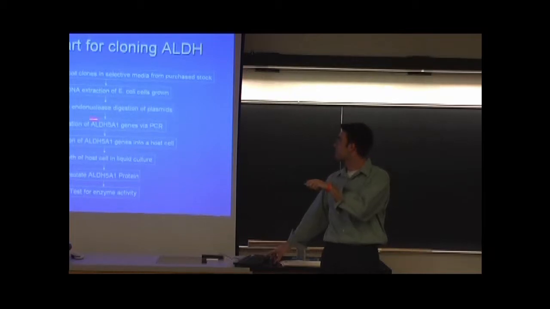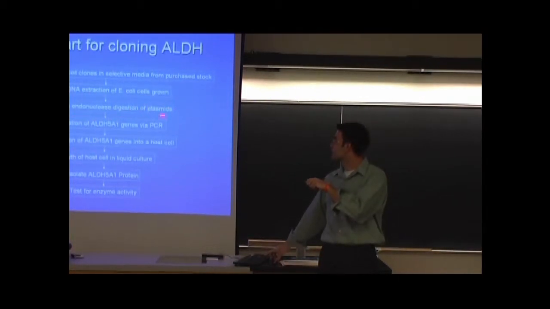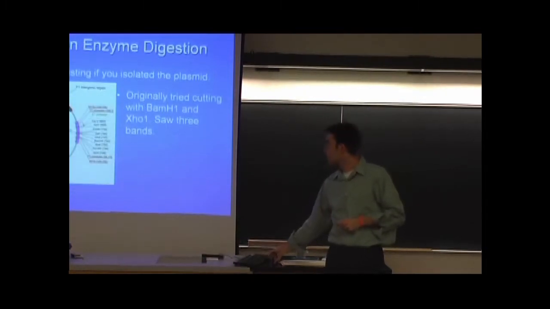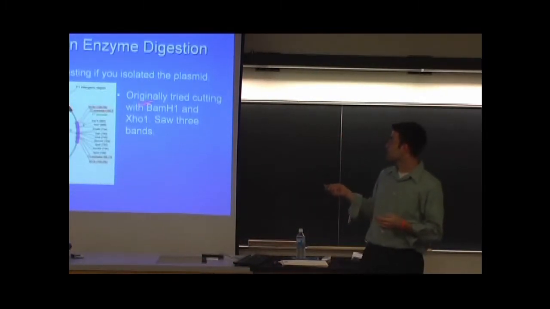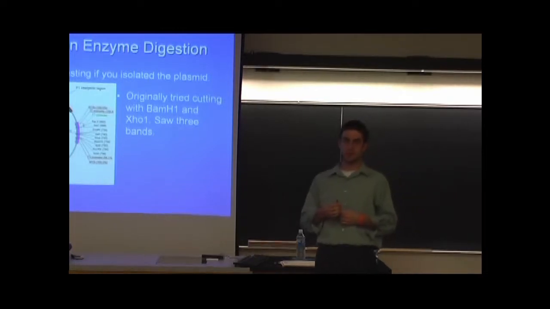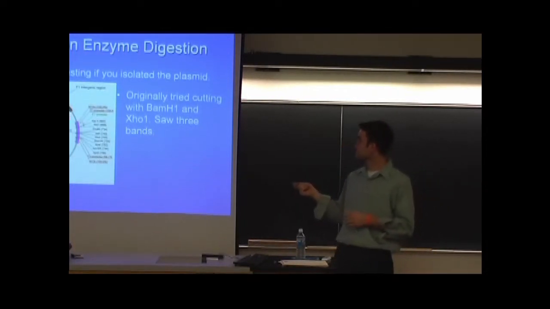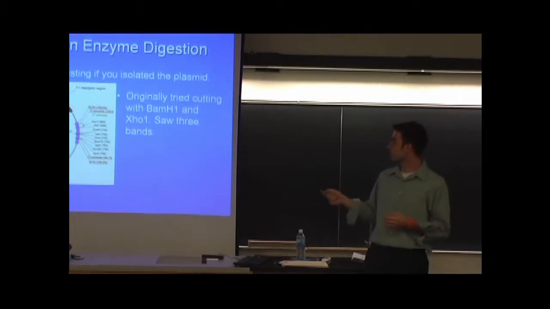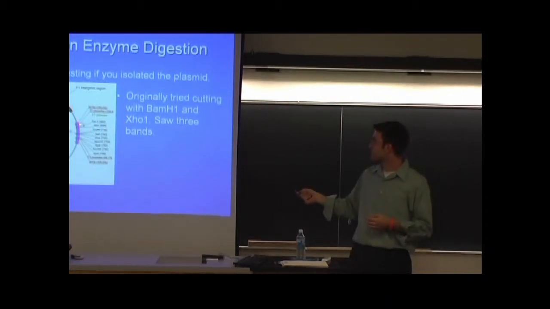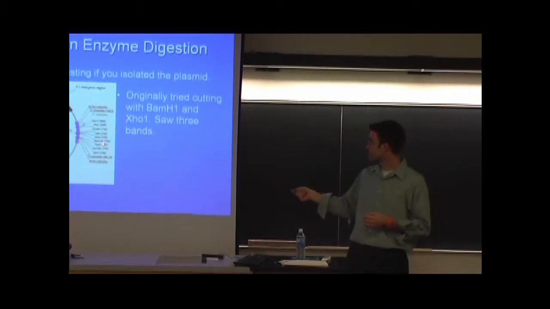Basically, the next step to test if you have that plasmid extracted is to do a restriction endonuclease digestion. And that's a good way of testing if you isolated the plasmid. It's also a good way of getting your gene of interest out as well. So we originally tried cutting with BamHI and XhoI, which are restriction enzymes. And what they'll do is cut your DNA at these specific sites. You can see BamHI here and XhoI right by each other.